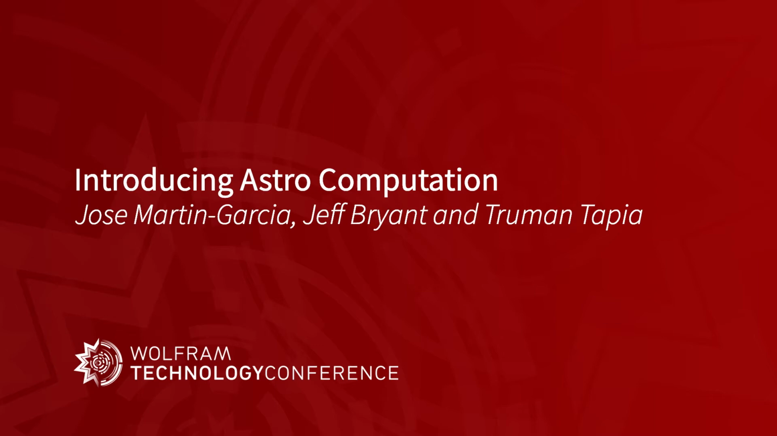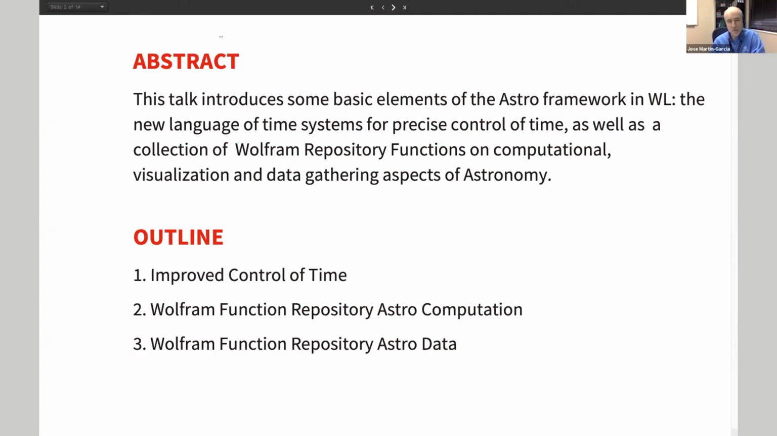So in this talk, we are going to talk about three different things. Each of us will introduce one of these topics. In the first one, I am going to be talking about how we are improving our dates functionality to allow for the precise control of time needed in astronomical computation. And then Jeff will introduce some new Wolfram Function Repository functions dedicated to computation and visualization. And Truman will introduce some WFR functions related to how to get Astro data from external catalogs.